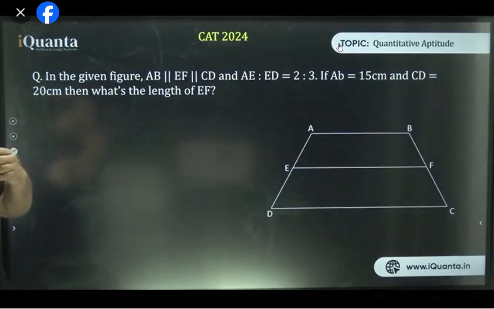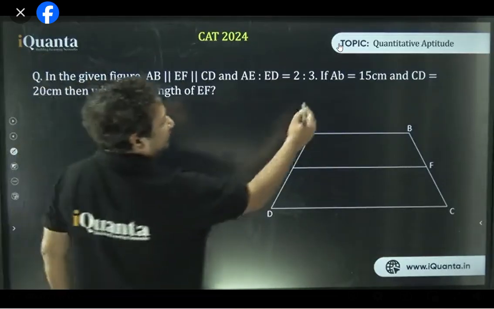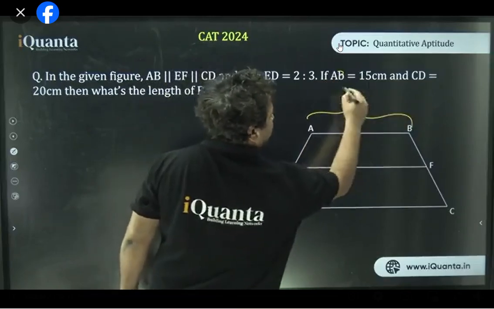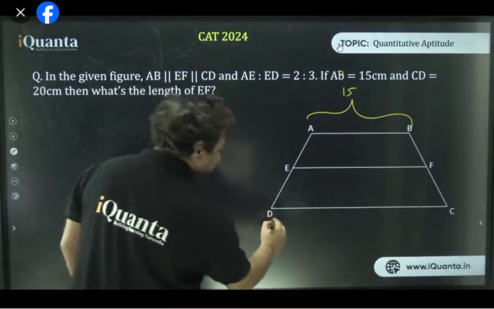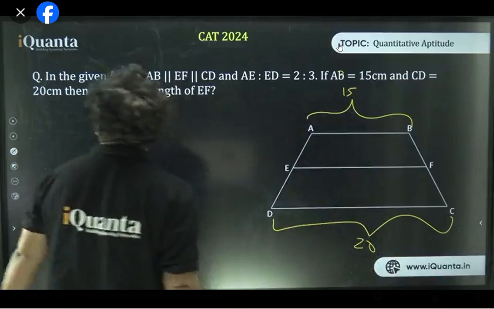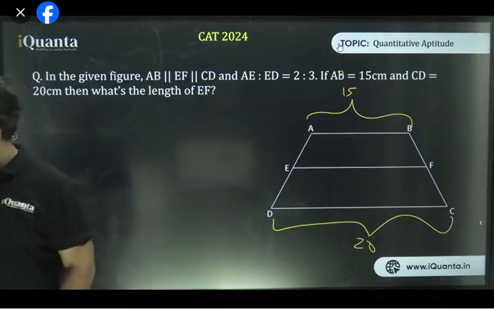The given figure: AB is parallel to EF, which is parallel to CD. AE is to ED is 2 is to 3. If AB, this is capital B, is 15 and CD is 20, then what's the length of EF? Okay, try to solve this.